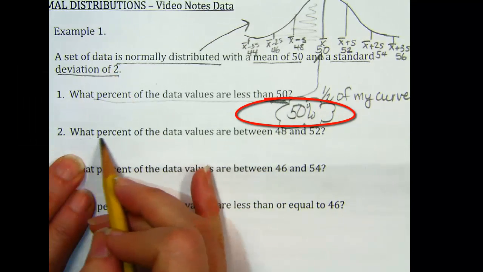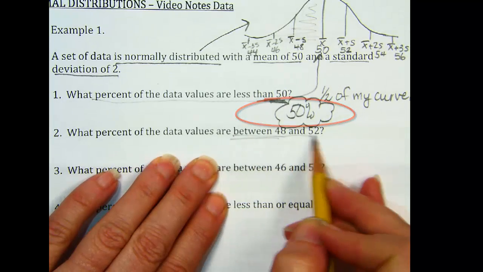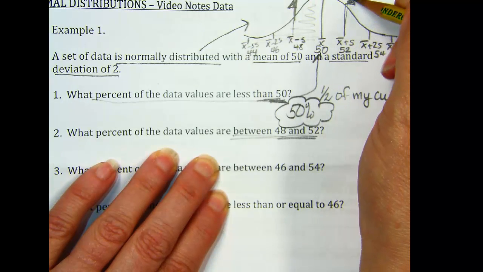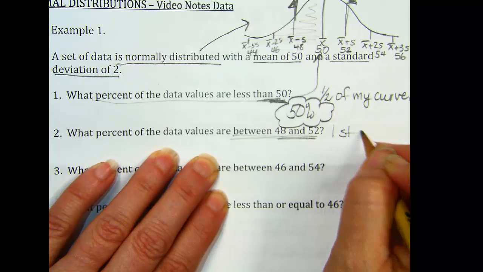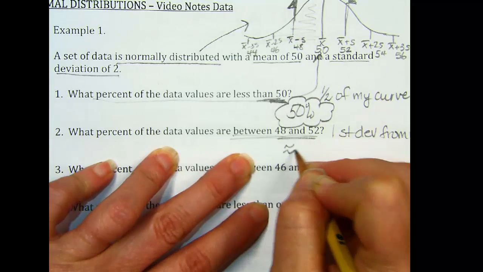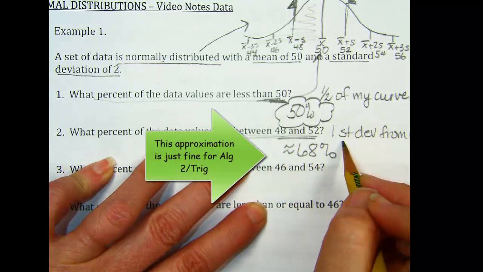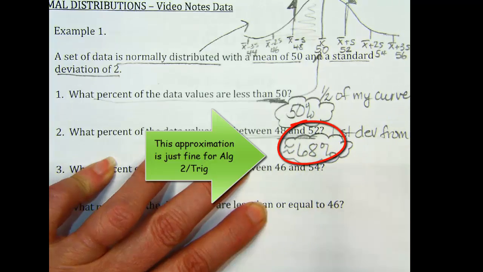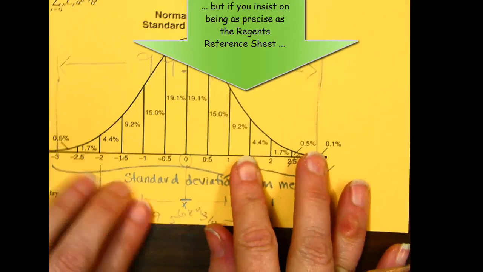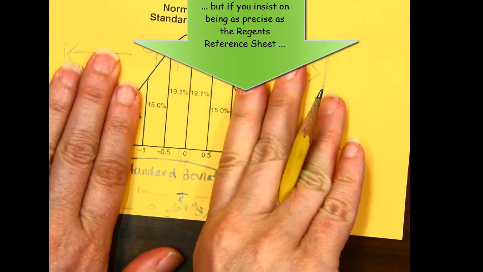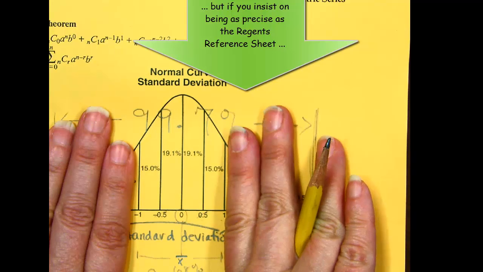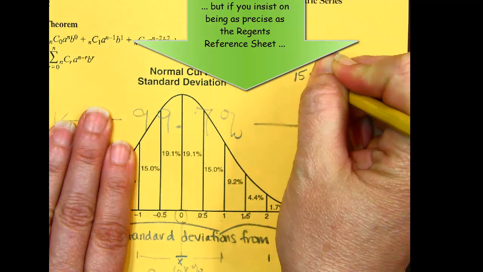What percent of the data values are between 48 and 52? Well, find them on your normal curve. And again, our 68, 95, 99.7 rule says that between 1 standard deviation below and above, I have 68% of my data. Now that's approximate, that's fine for us. If you're really, really picky and want to be perfect like State Ed, you can go to their normal curve on your Regents reference sheet and add up all those percentages between 1 standard deviation below and 1 above. When you do that, you'll get 68.2%. I'm not worried about the 0.2%. You'd get credit for either.